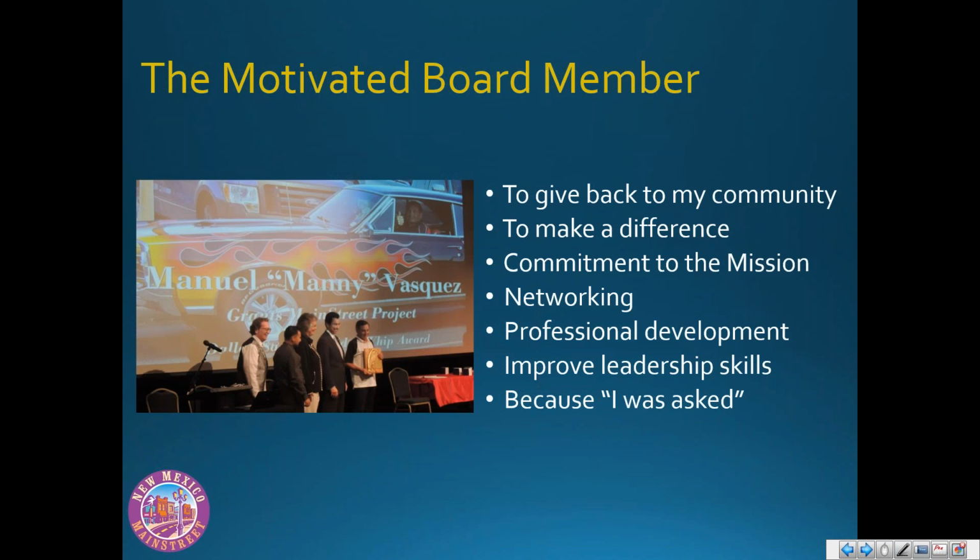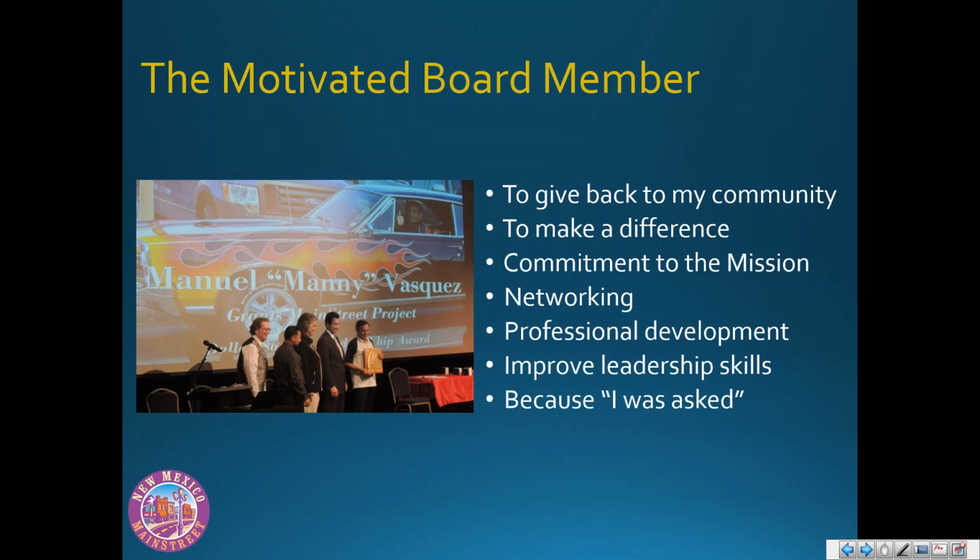So first of all, people come to serve on a board for a number of reasons. There's a lot of research on this topic, and some of the key things that have come up: why people join a board, right? They want to give back to the community. They want to make a difference, right? They're committed or at least interested in the mission of the organization, whether that be human rights or animal services or Main Street work, right? A lot of people join a board for the networking opportunities, and particularly related to professional development.